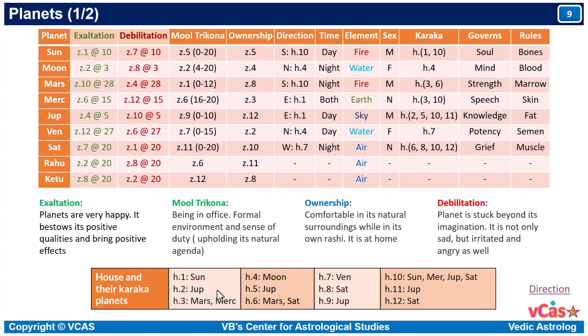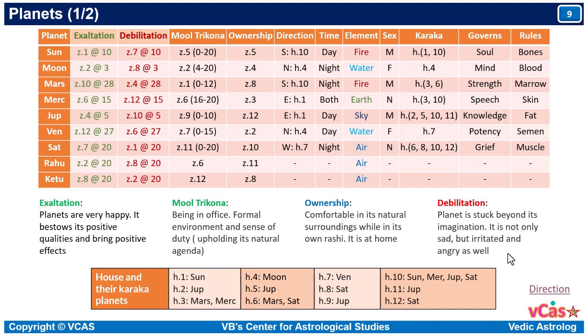The exaltation state of the planet means that they are very happy and will give you good results. The multikona placement is more like discharging an official duty. So if a planet is entrusted with some duties like providing food and shelter, it certainly will. Planets are very comfortable in their own house and will give you positive results if they want to.